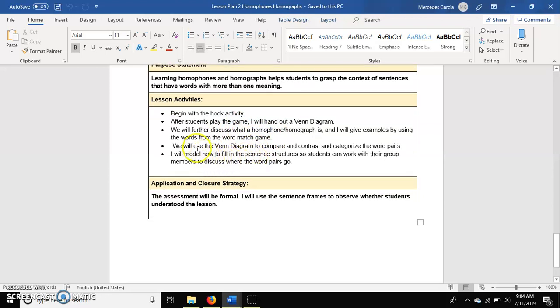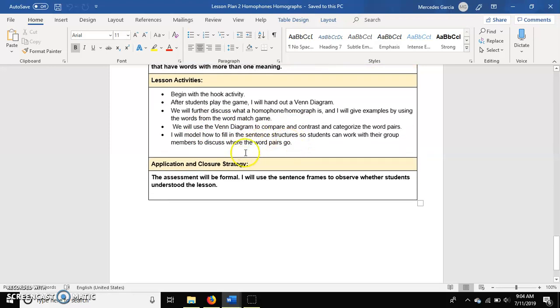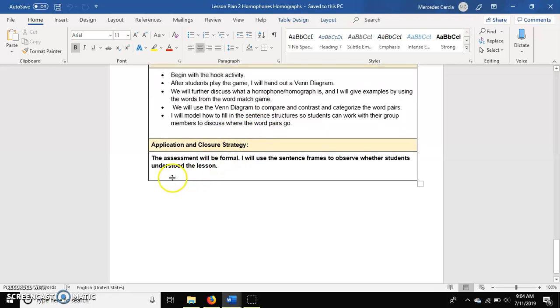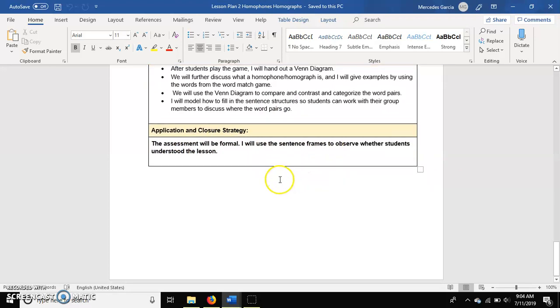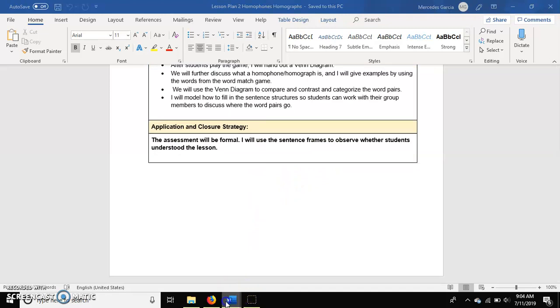I will give examples by using the words from the word match game. Then we'll use the Venn diagram to compare and contrast and categorize the word pairs. I'll model how to fill in the sentence structure so students can work with their group members to discuss where the word pairs go. The assessment will be formal. I will use the sentence frames to observe whether students understood the lesson.